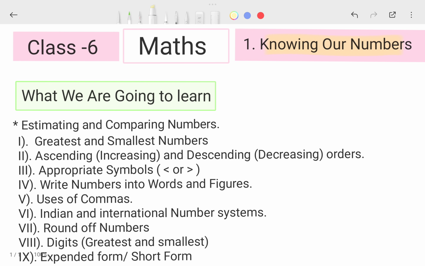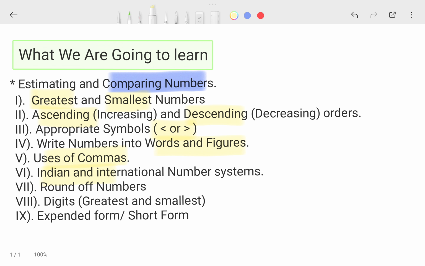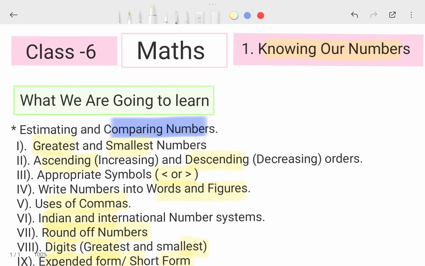Generally, what are we going to learn in this chapter? Let's see this first. In this chapter we are going to learn estimating and comparing numbers, greatest and smallest numbers, ascending means increasing and descending orders, associated symbols, writing numbers in words and figures, uses of commas, Indian and international number systems, rounding of numbers, digits like greatest and smallest 2 digit number, 3 digit number, etc., explanation and short forms. Generally these things we are going to learn. So let's start this chapter with our first topic.